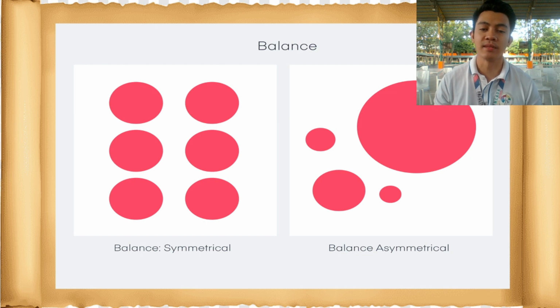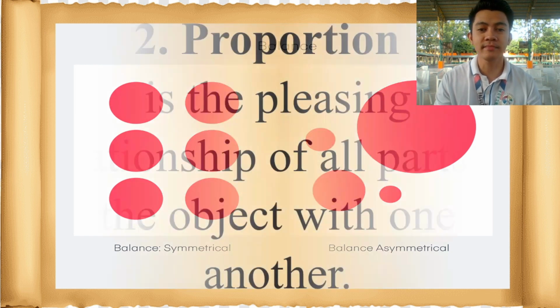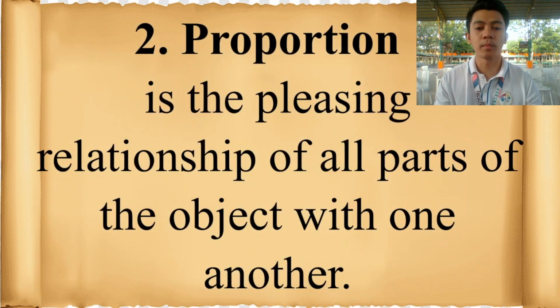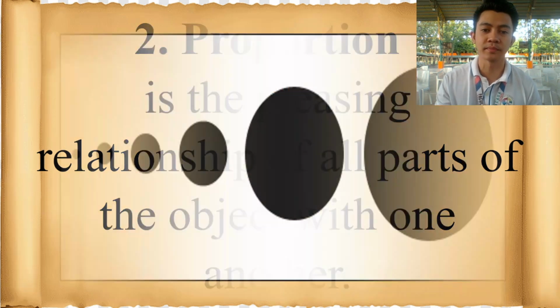That's the difference between symmetrical and asymmetrical. Alright? Proportion. Proportion is the pleasing relationship of all parts of the object with one another. When we say proportion, it's the relationship between two or more elements in a design, no? And how they compare with one another. Okay, take a look at this picture.